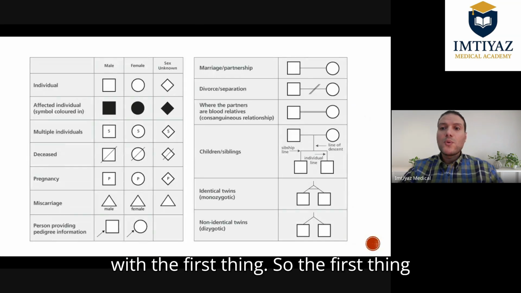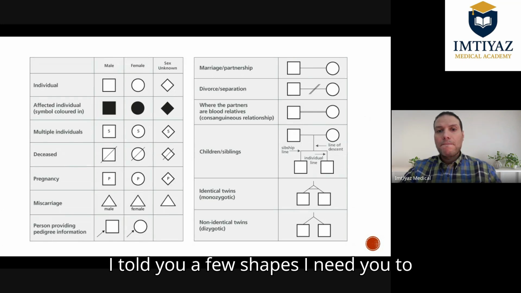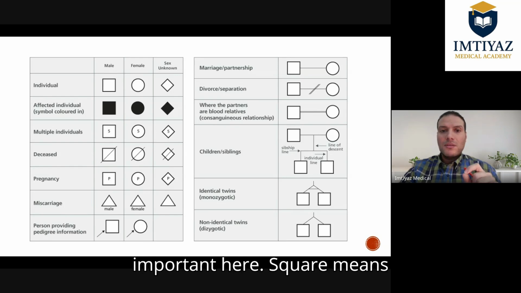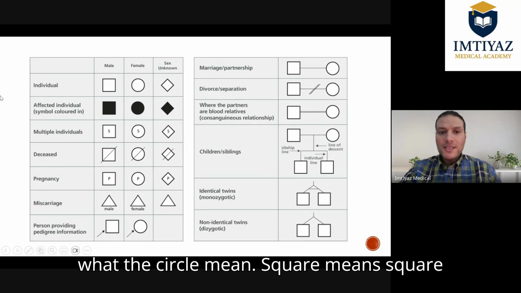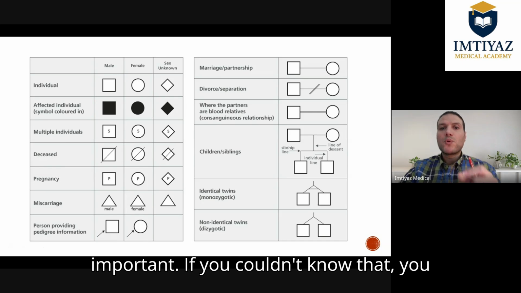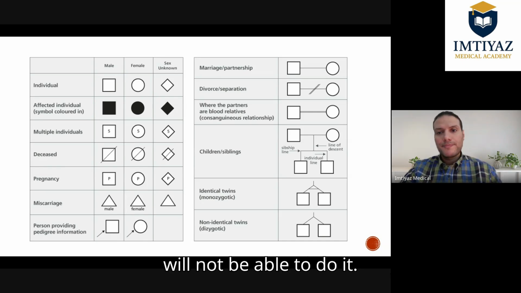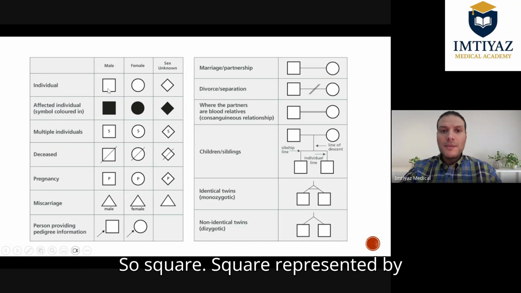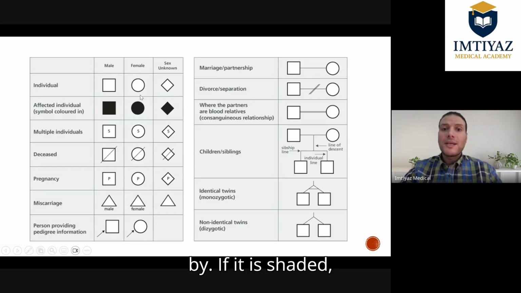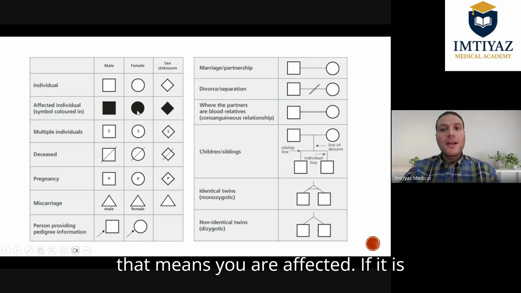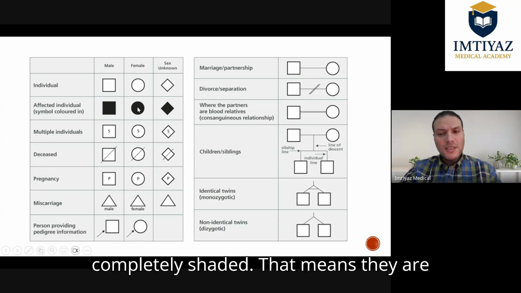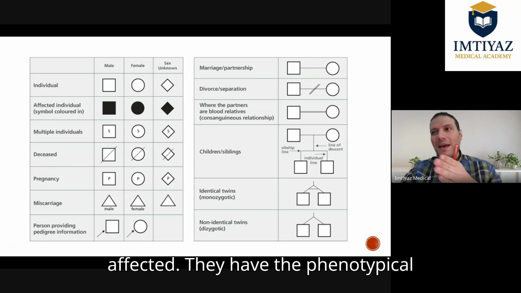The first thing, I told you, is a few shapes I need you to be familiar with. The most important here: what the square means, what the circle means. Square means male. Circle means female. Super important. If you don't know that, you will not be able to do it. So male is represented by a square and female is represented by a circle. If it is shaded, that means they are affected. If the square is completely shaded, or the circle is completely shaded, that means they are affected. They have the phenotypical appearance of the condition.